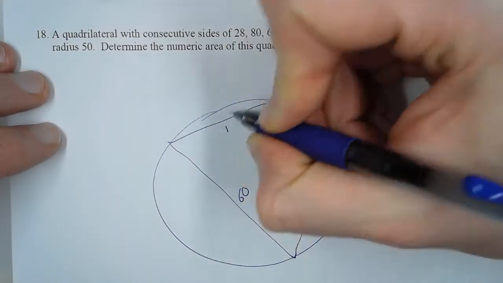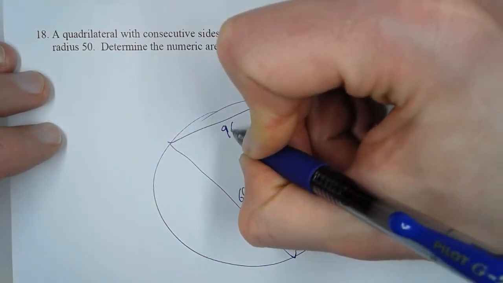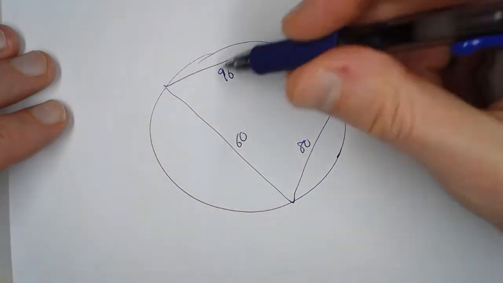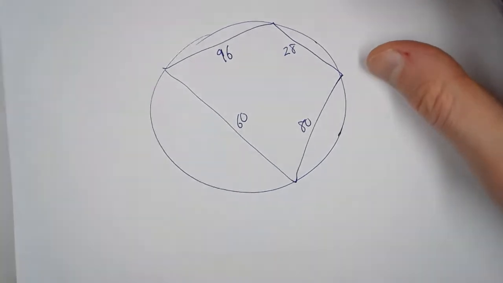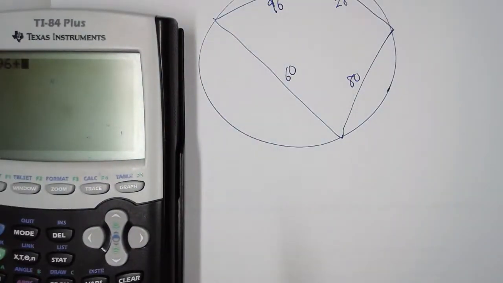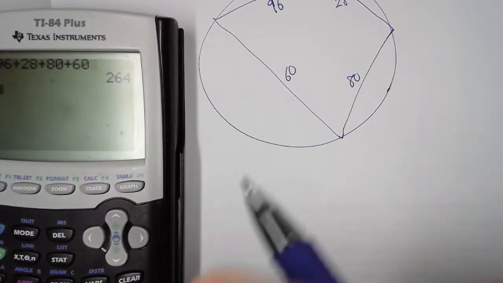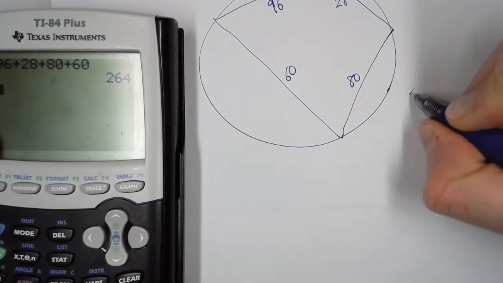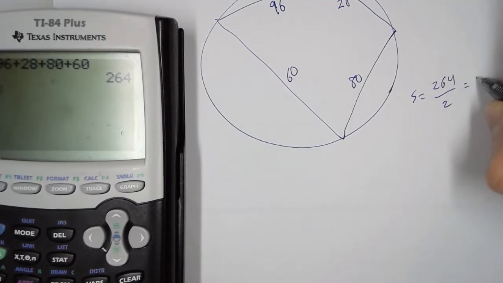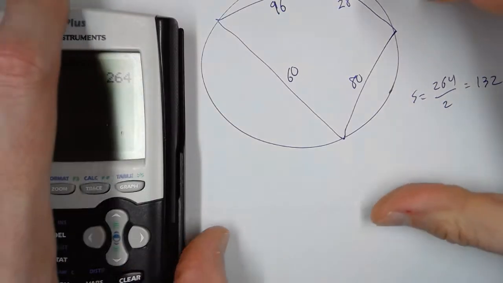And it's similar to Heron's formula when it applies to any triangle. What you do is you find the semi-perimeter of this quadrilateral. So take 96 plus 28 plus 80 plus 60, which is 264. So we take 264 and divide by 2, and we get 132.